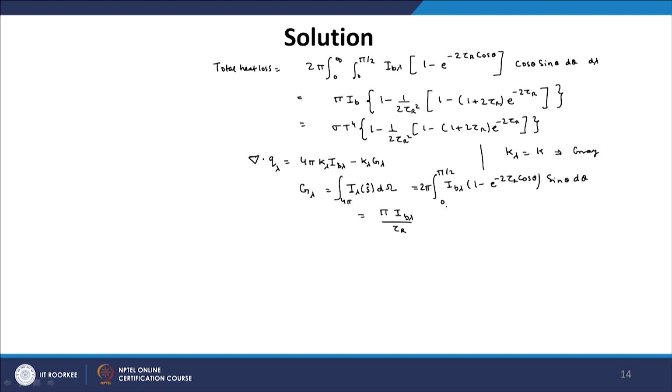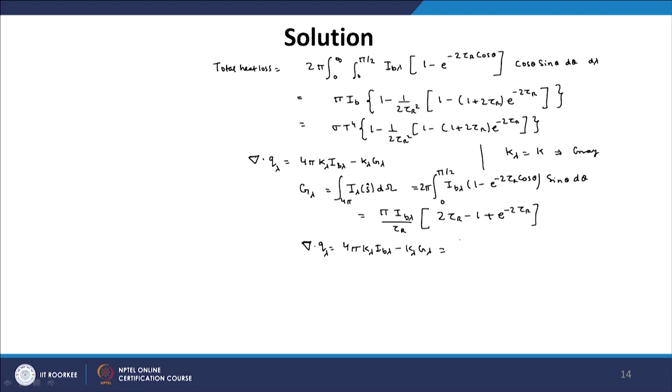Tau r, although it is a function of wavelength, we have assumed to be gray, so I will just write it as tau r, and this will be equal to 2 times tau r minus 1 plus e power minus 2 tau r. So, this is the radiative intensity. So, del dot q is simply equal to 4 pi kappa lambda I_B lambda minus kappa lambda G lambda.